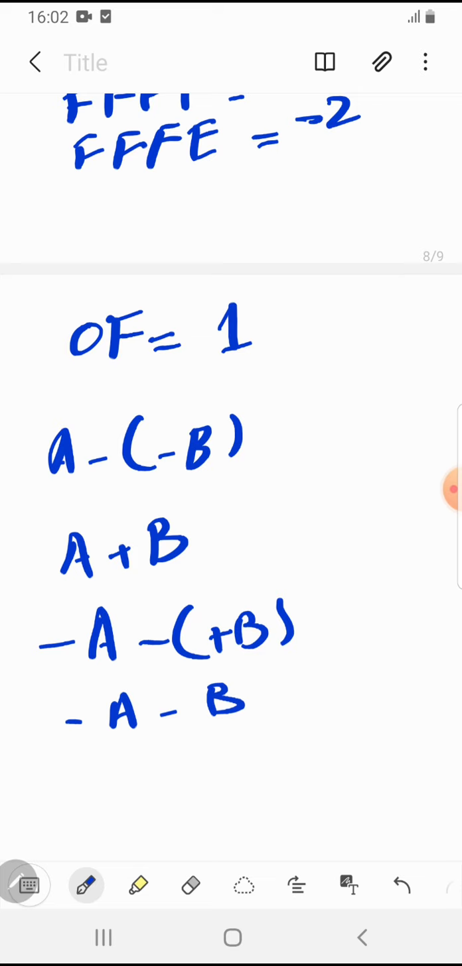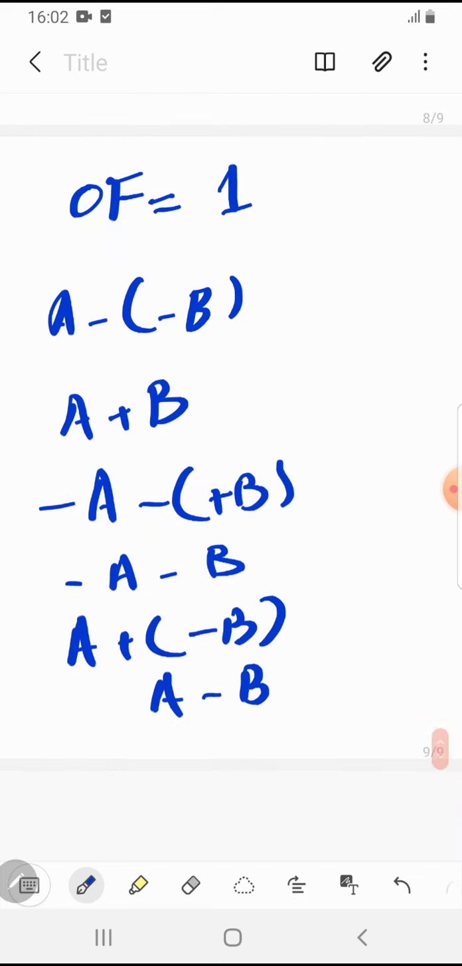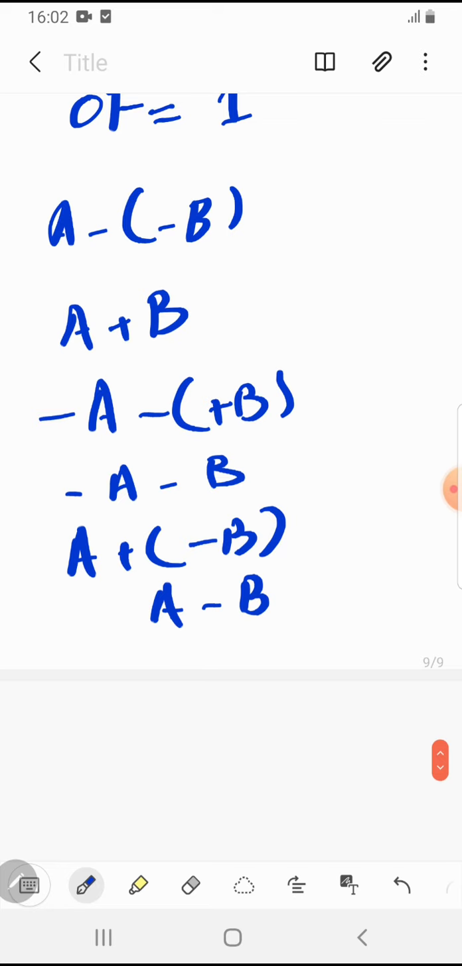Okay. In addition of numbers with different signs, overflow is impossible because the result will always be less than the given numbers. Since a plus minus b is equal to a minus b, the result will always be less than their values. Either it will be less than a or less than b, and because a and b are small enough to fit in the destination, so is a minus b. Okay, for exactly the same reason, subtraction of numbers with the same sign cannot give overflow.